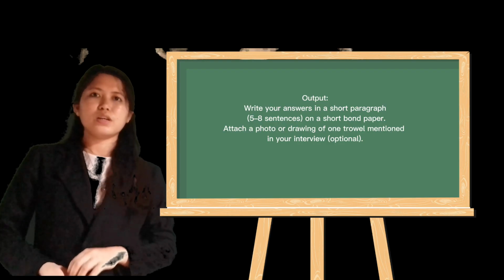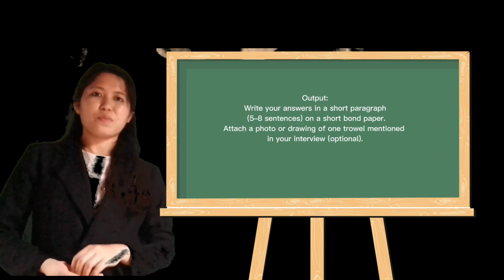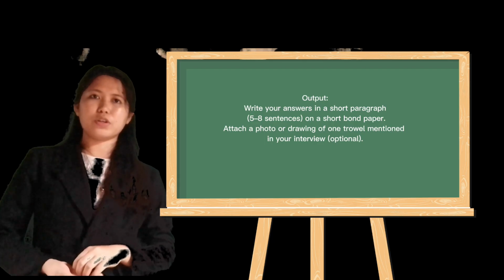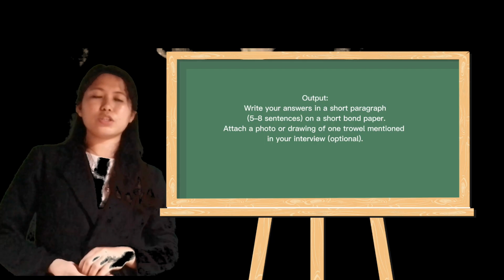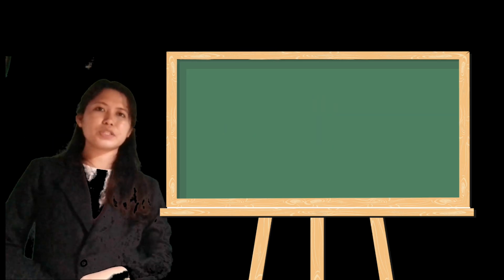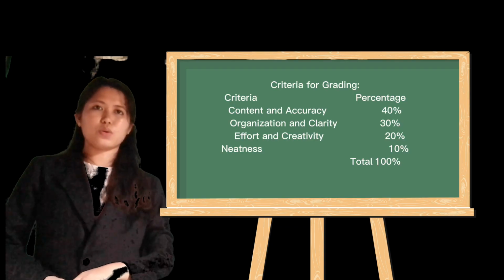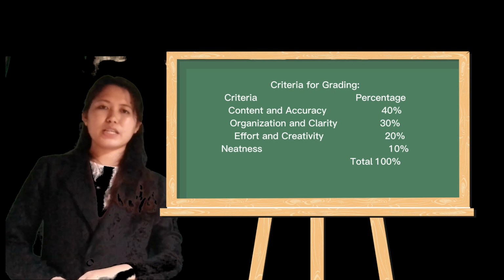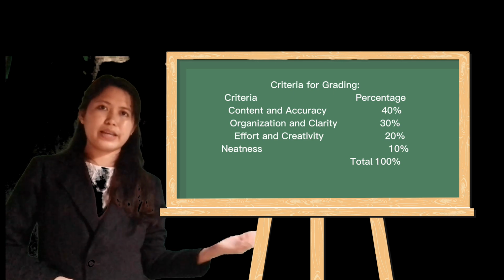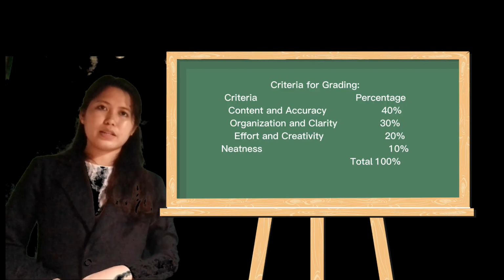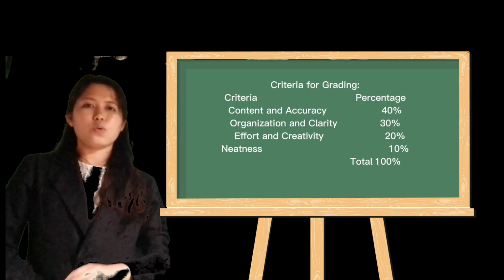For your output, write your answer in a short paragraph, 5 to 8 sentences on a short bond paper. Attach a photo or drawing of one trowel mentioned in your interview, which is optional lang. Here's the criteria for grading. Content and accuracy, 40%, organization and clarity 30%, effort and creativity 20%, neatness 10%, so the total of 100%.